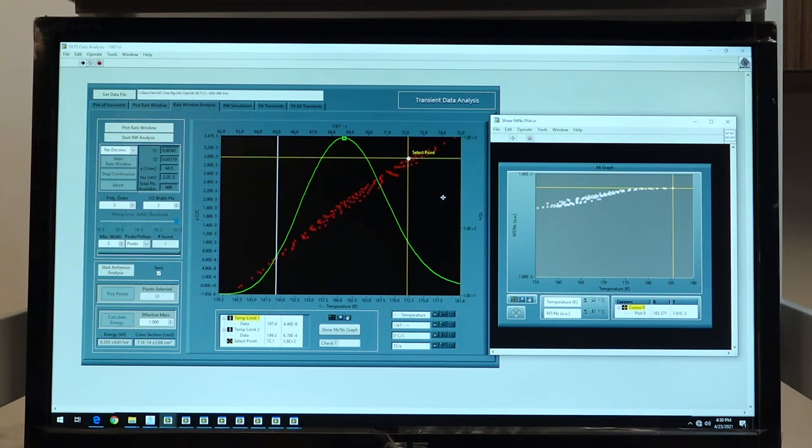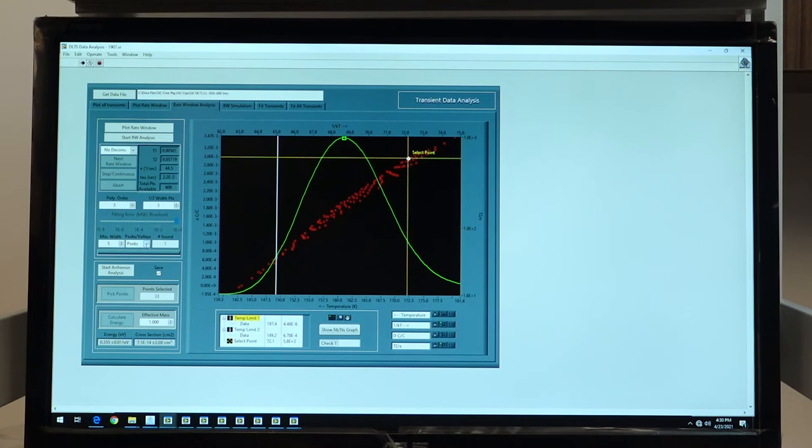One more thing, here we are getting a peak. We could also have got a valley depending on the type of traps we are probing. So how do we let the software know what to detect? We have this option called peaks and valleys, which we can select for the software to detect a peak or a valley depending on what device structures you are using or what you want to probe.